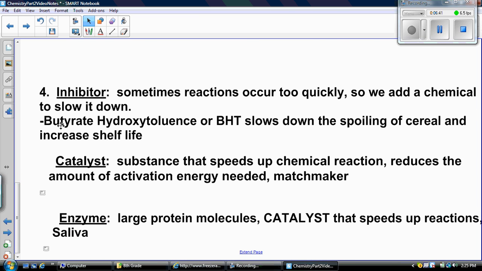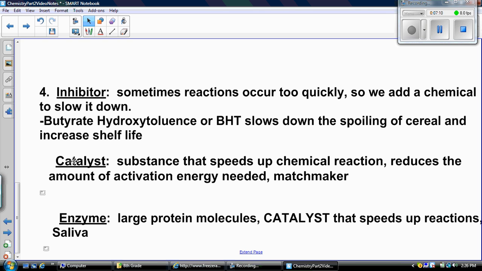Now sometimes we don't want reactions to occur quickly, so we use what's called an inhibitor. That's a chemical that slows down the rates of reactions. So butylated hydroxytoluene, BHT, slows down the spoiling of cereal and increases the shelf life. That's a chemical that's put on cereal, and yes, it's okay to eat, and it slows the rate of spoiling so you can keep that cereal in your pantry longer.